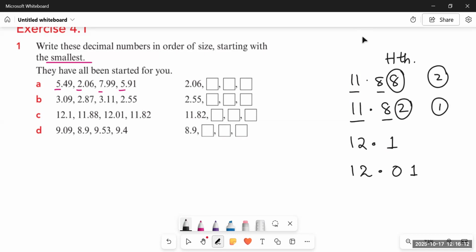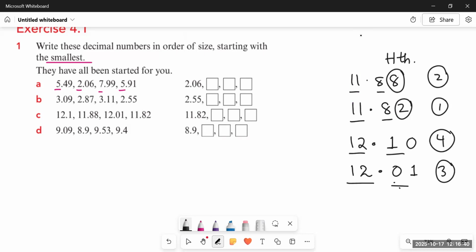Since the number of decimal places is not equal over here, first of all, we will make them equal, like decimals. So when we add a 0 with 1, it will become 10, and here comes 01. So 12 and 12 are equal, so we will compare 1 and 0 over here, and 0 is smaller than 1, so this would come before 12.1. So 12.1 is larger than 12.01.